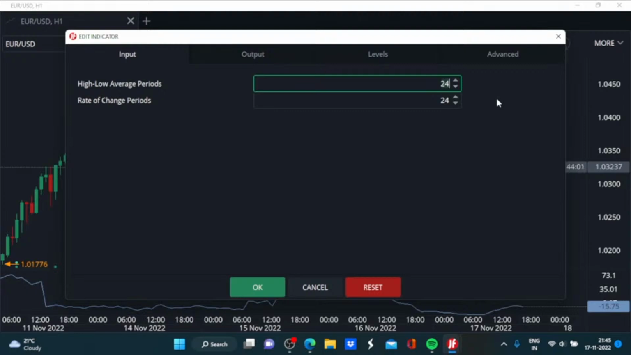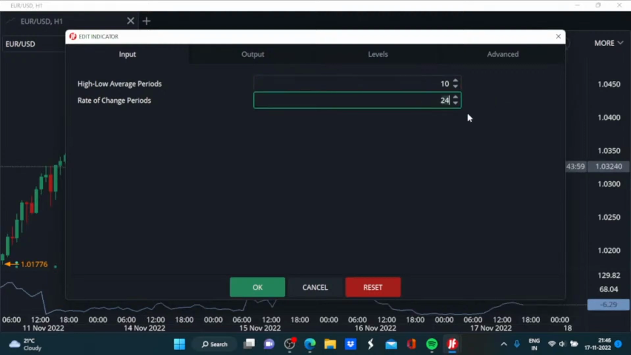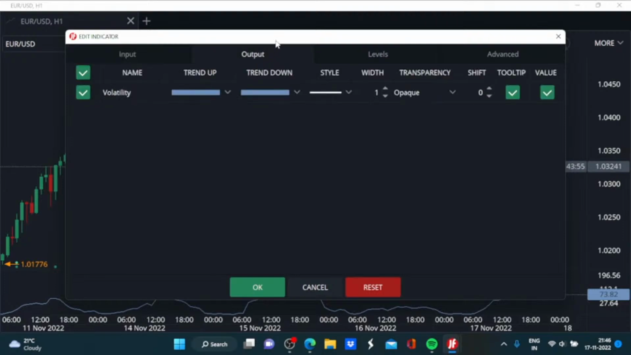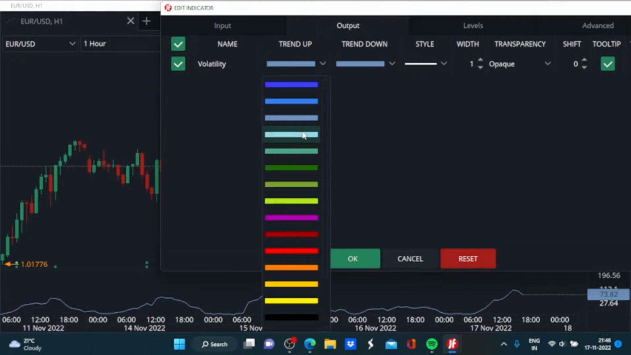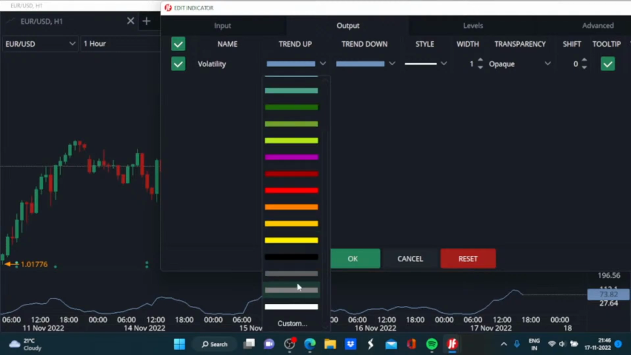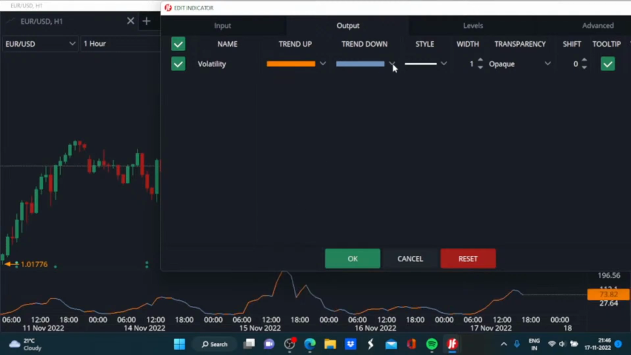So now again, I'm going to restore it back to default 10. Output, you can go for different kinds of color combinations. So all the color combinations are there. All you have to do is figure out which kind of color combination you want to work with, and that's all. You have to select it.